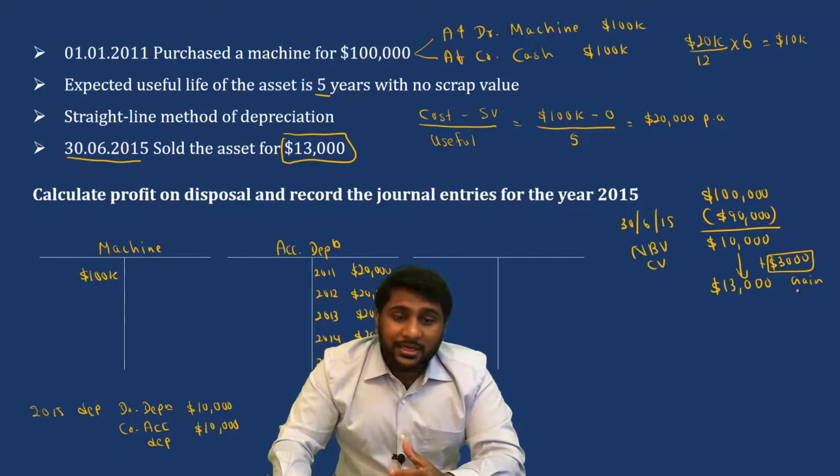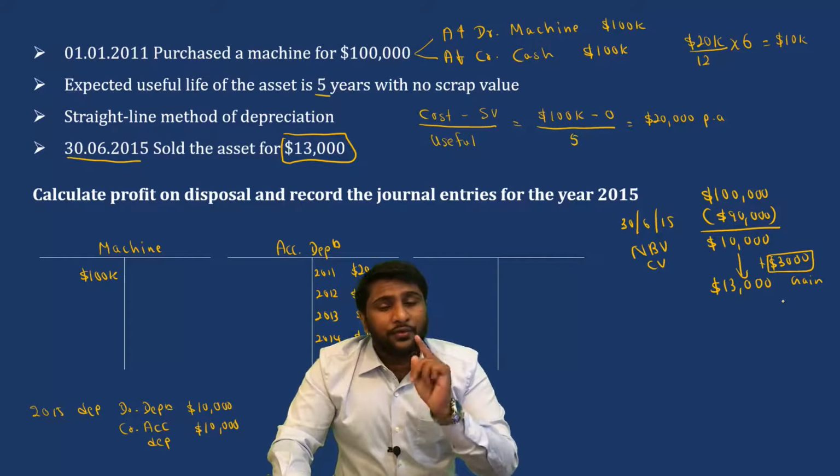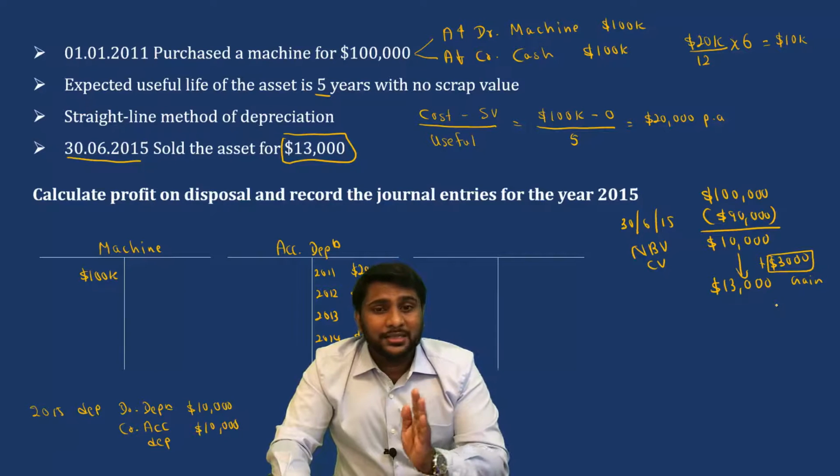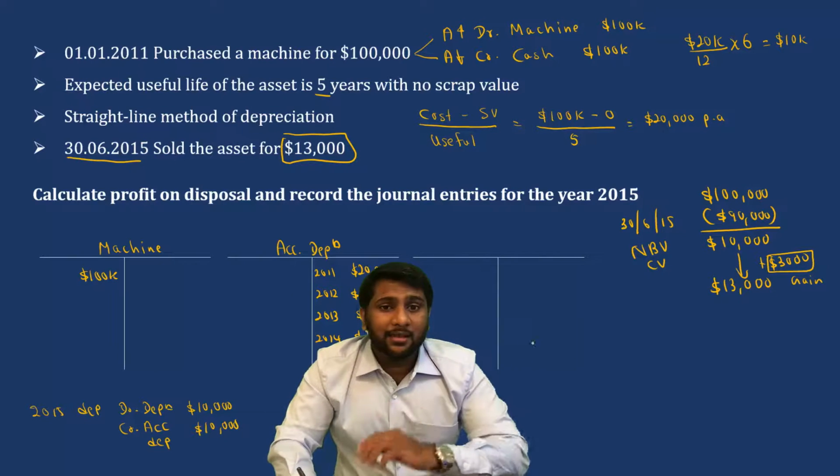So if you take the journal entries for this transaction, what you have to understand is that the first journal entry should cancel off the amount which is there in the machine account.